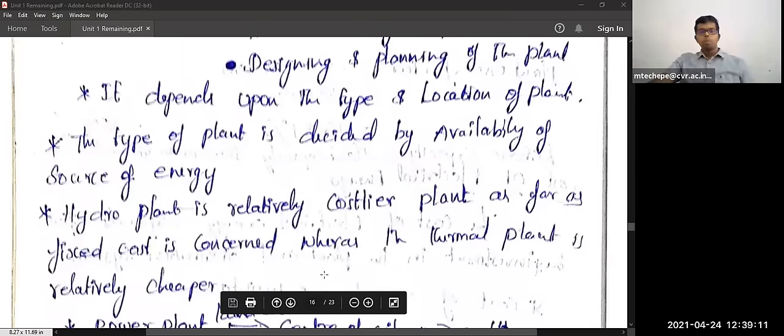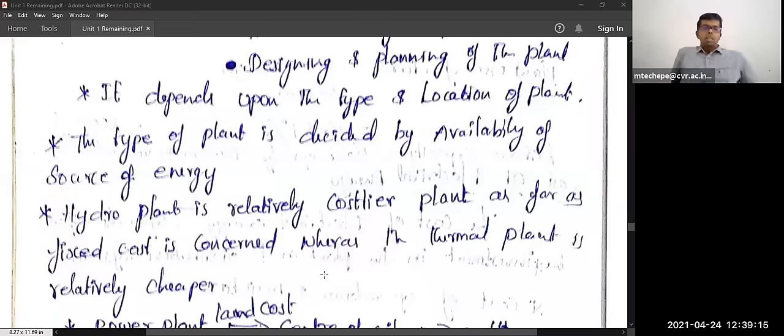hydropower plant. Hydropower plant is a relatively costlier power plant as far as fixed cost is concerned. So if you want to install a hydropower plant, first you need to construct a dam. Constructing a dam is not an easy task. It takes nearly 5 years, 6 years, 10 years. Even now, if you want to construct, it will take nearly 2 to 3 years. Previously, they would take 6 years, 7 years to construct a dam.